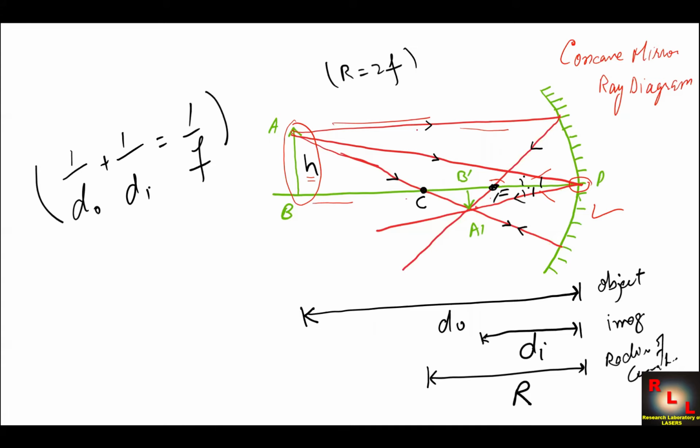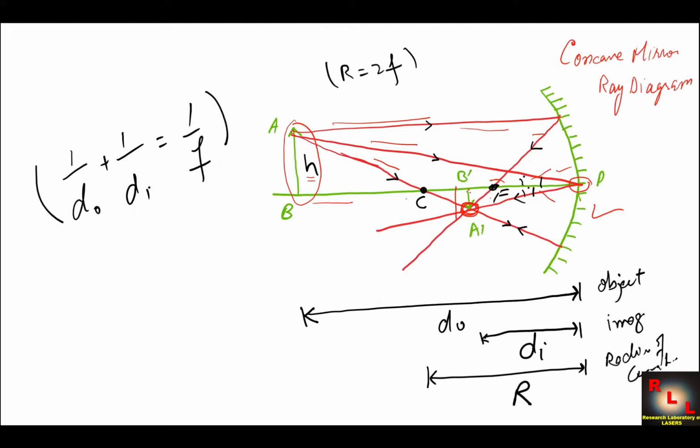If you see all these rays after reflection, especially this one and this one, they pass through the same point of intersection, and the ray through C is also passing through the same point of intersection. So this point where all these rays intersect is the point where the image is formed. This is the image.